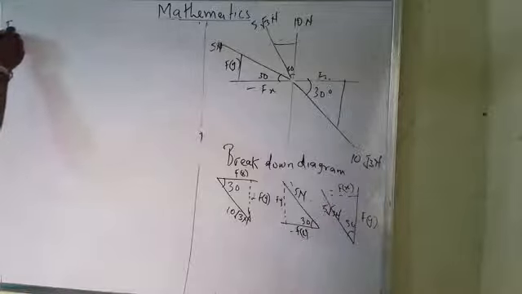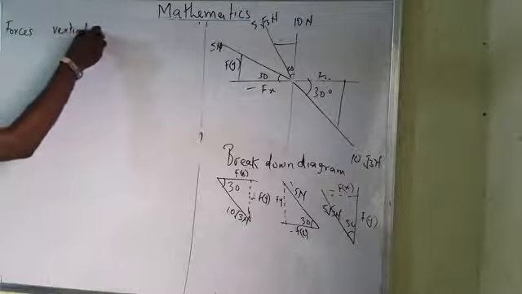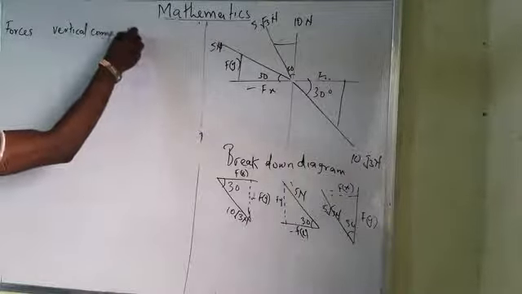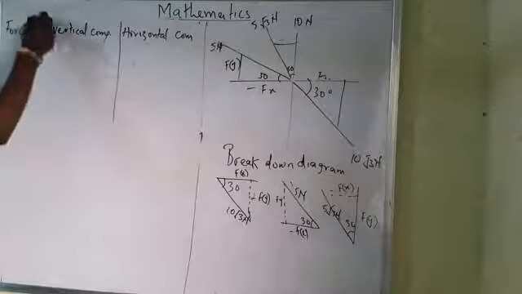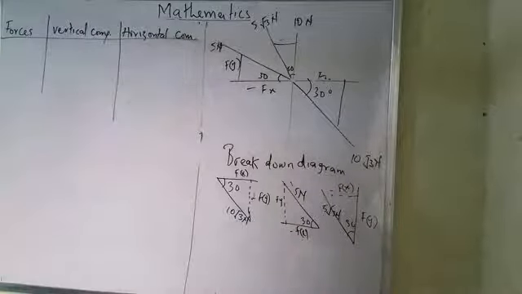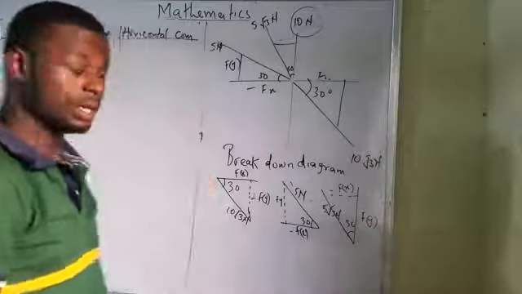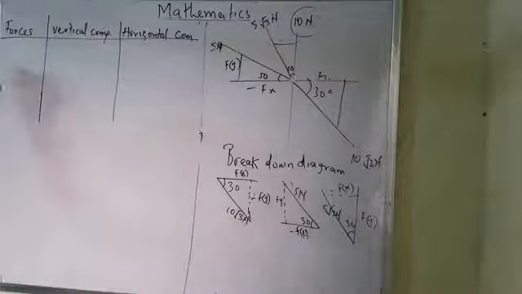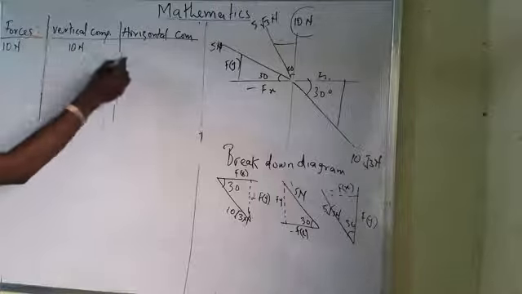I can now say that my forces have a vertical component and a horizontal component. Now I will start from the 10 Newton because I have 10 Newton here, which is at the origin, which is 0. Now I will move on to 10 Newton, which means I will have 10 Newton and also 0 Newton. You know what that means.